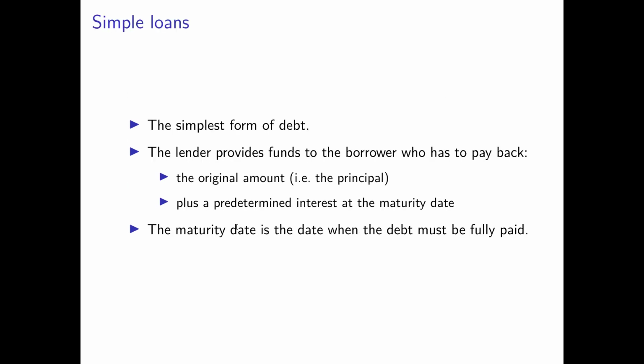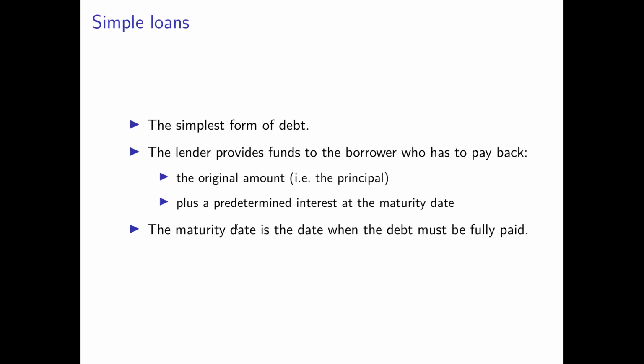We'll start with simple loans. Well, this is the simplest form of debt. This is actually the type of debt that we used earlier with the savings account example. So what is this form of debt about? The lender provides funds to the borrower who has to pay back. So the payment is actually a single payment, which includes the original amount called the principal, so the amount that was borrowed, plus a predetermined interest at maturity. And by maturity, we mean the date when the debt must be fully paid. That's what we call the maturity of a debt instrument.